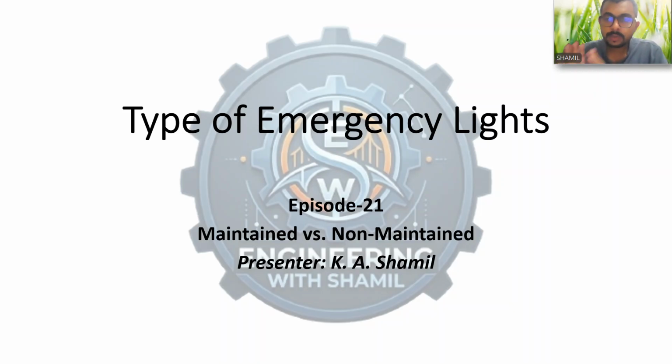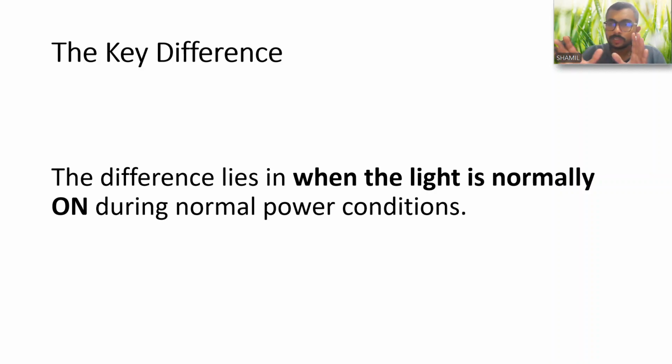So based on whether the lights operate during normal condition or not, we can classify the emergency lights into two types. The first type is the maintained emergency light and the second type is the non-maintained emergency light. As I said, the difference lies in whether the light is on during normal power conditions, that is during normal time. That defines whether the light is a maintained type or a non-maintained type. This is the key difference that we need to understand.